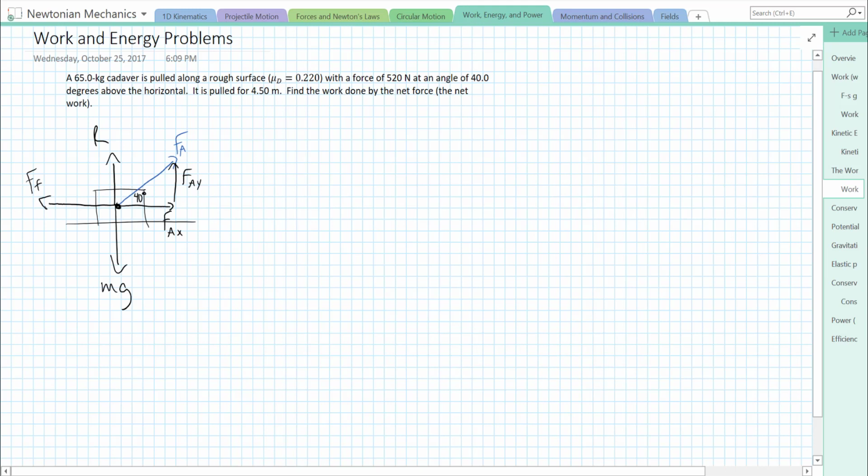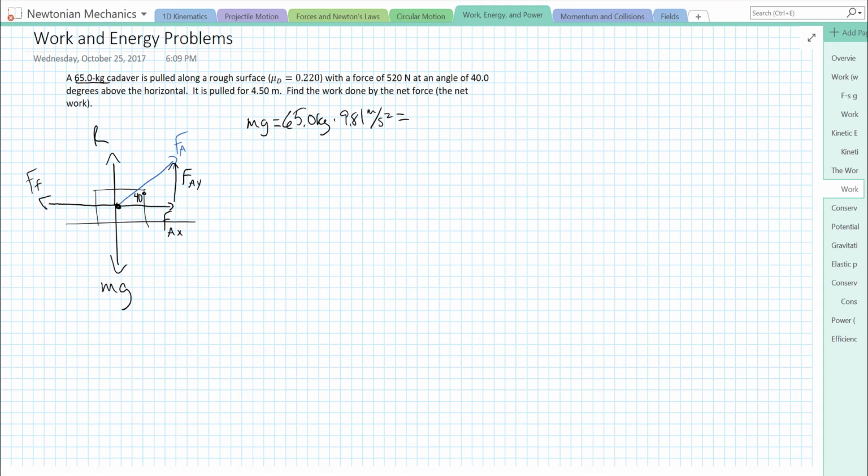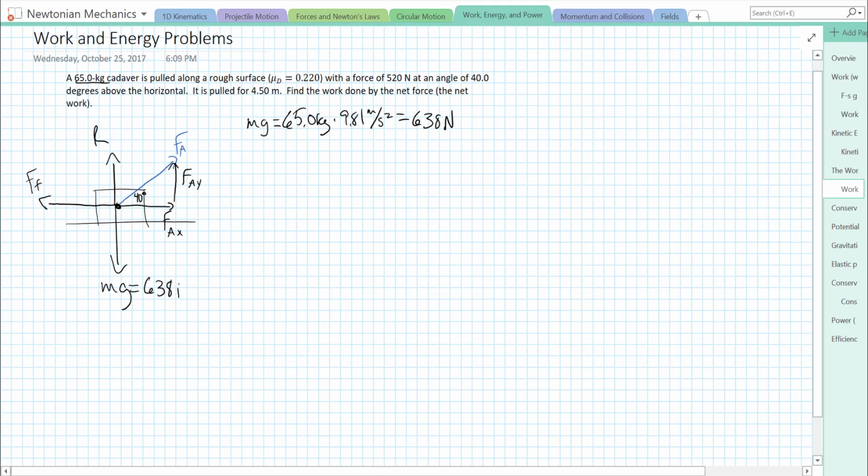If we're going to find the work done by the net force, we need to find the net force, or we need to find the work done by each force and then add up the works. So I'm going to find the net force, so I'm just going to start filling in what we know. Because m is 65 kilograms, mg is equal to 65 kilograms times 9.81 meters per second squared, which is 638 newtons. Fill that into my diagram, 638 newtons.